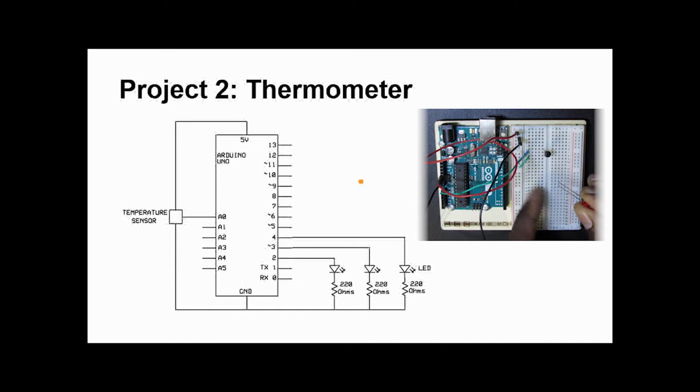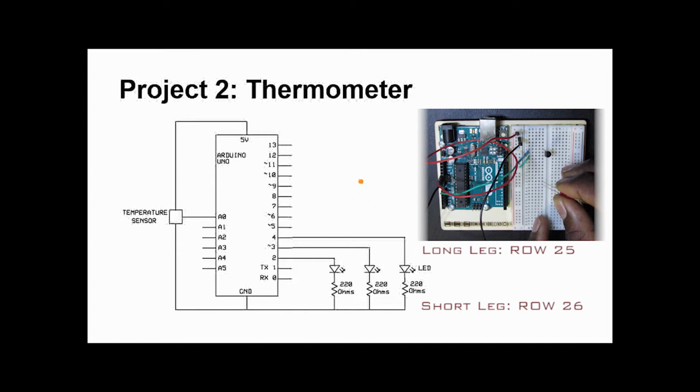So for the long leg, I will go pin 15, and short leg is pin 16. And then for my second LED, the long leg, which is the anode, will go in pin 20. Short leg, cathode, goes in 21. And then for the third LED, long leg, pin 25, short leg, pin 26. Okay.